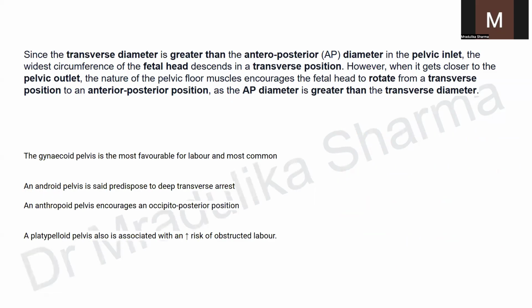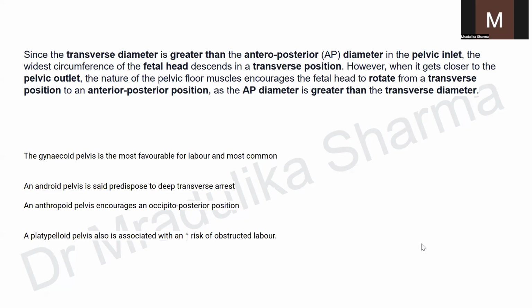Now, since the transverse diameter is greater than the AP diameter at the inlet, as I already told you, the vertex circumference of the fetal head descends in the transverse position. However, when it gets to the pelvic outlet, the fetal head has to rotate from a transverse position to an anterior-posterior position, as the AP diameter is greater than the transverse diameter there. Now, here are three important points to discuss.